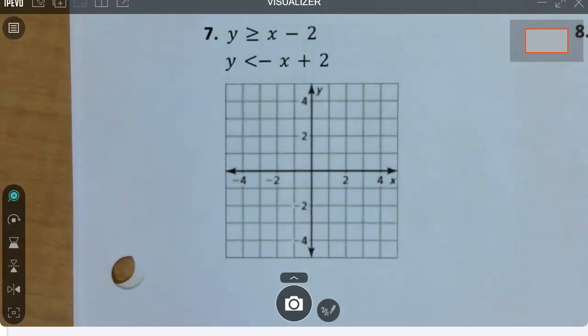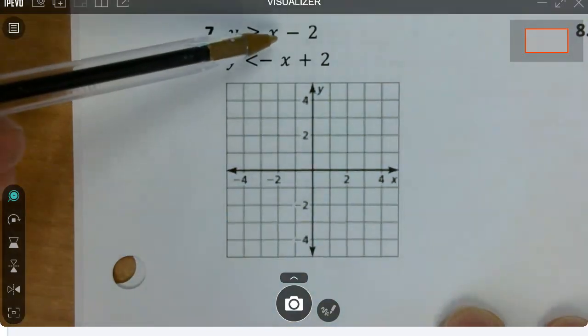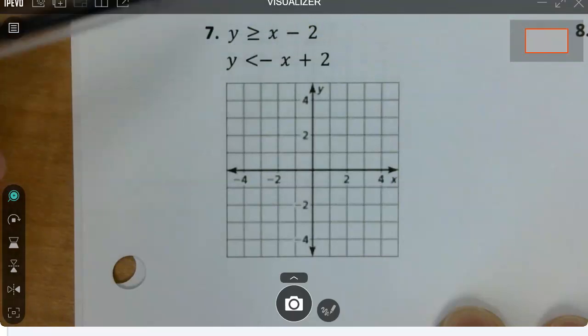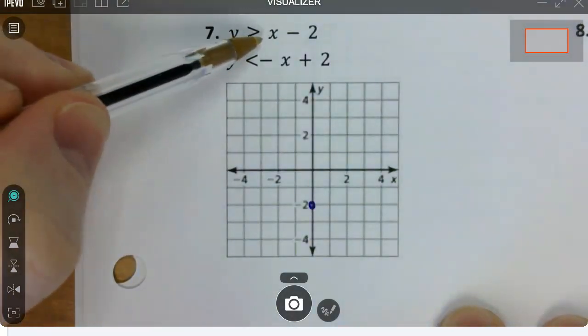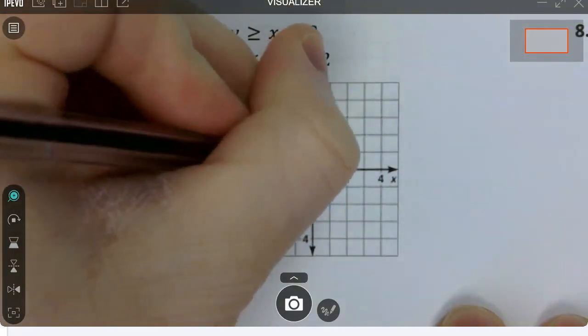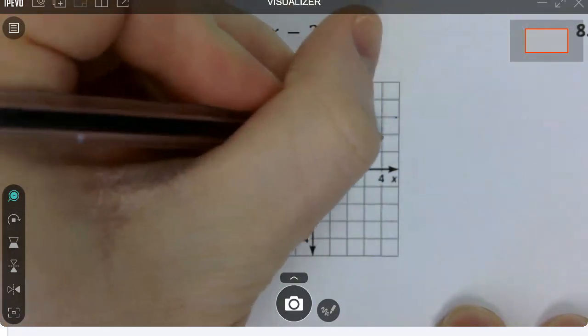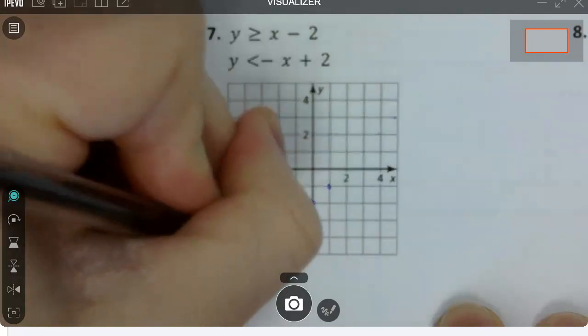All right, we'll continue with our graphing, and both of these are already in our y equals mx plus b form. And so we start with the first inequality. We have a negative 2 y-intercept. So I plot my point right there. A slope of 1. So I know up 1, right 1, up 1, right 1, on and on. Or down 1, left 1, down 1, left 1.